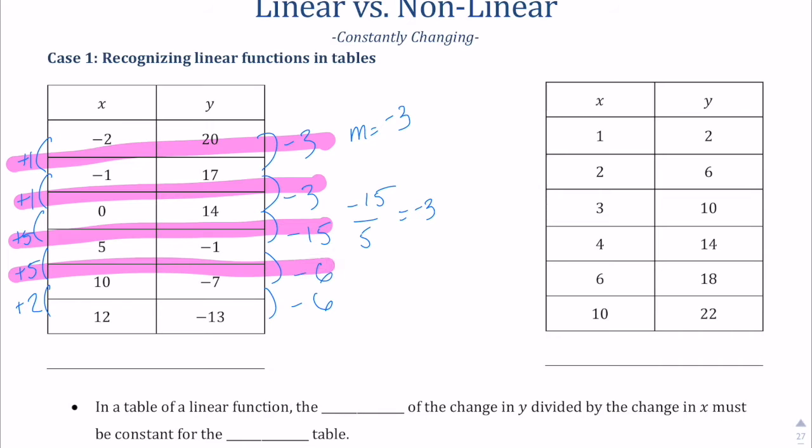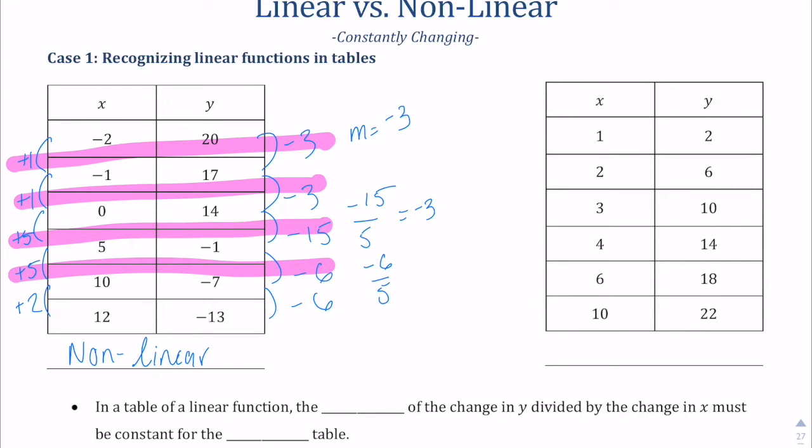Here, we have a change of 5 in x, but we have a change of only 6 in y. So this time we have -6 over 5. That's not -3. And at this point you can stop. As soon as you find a y change compared to an x change, y divided by x, to be different, you know that this is non-linear.